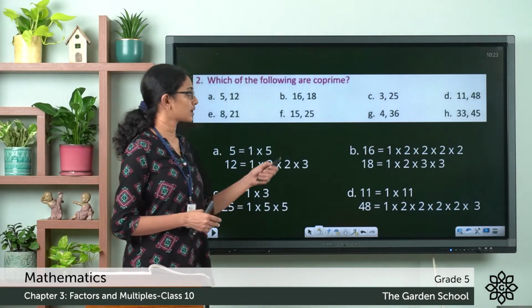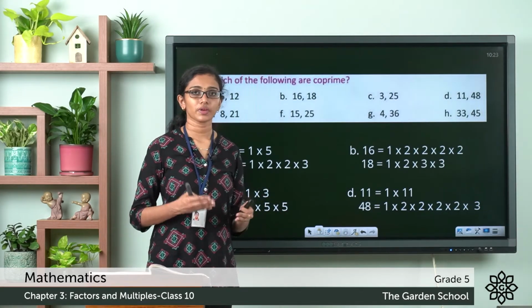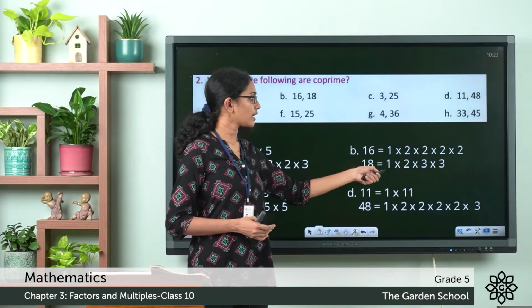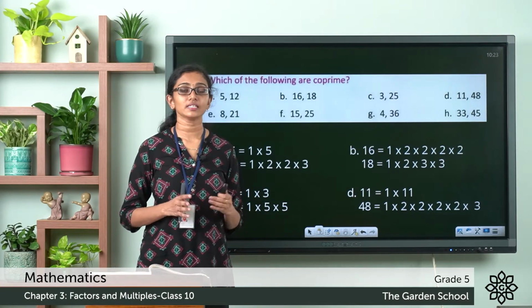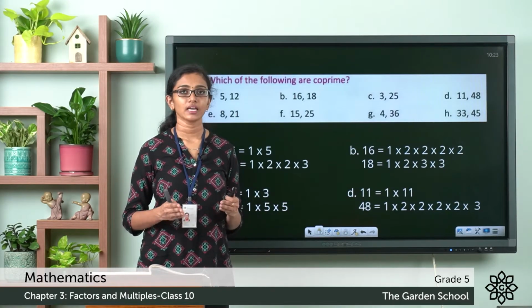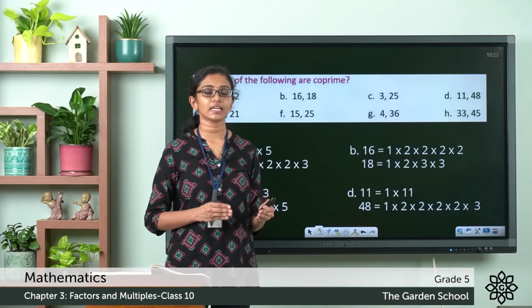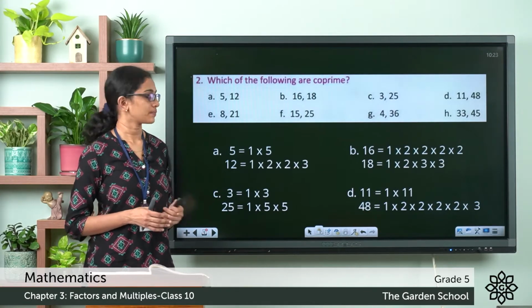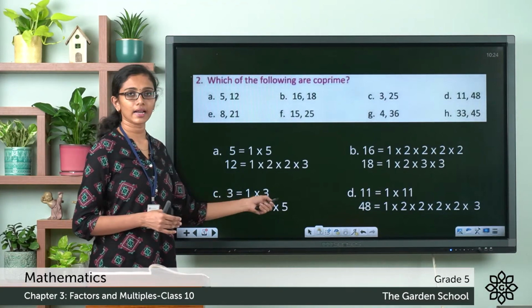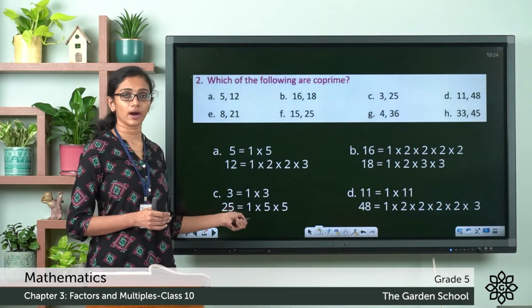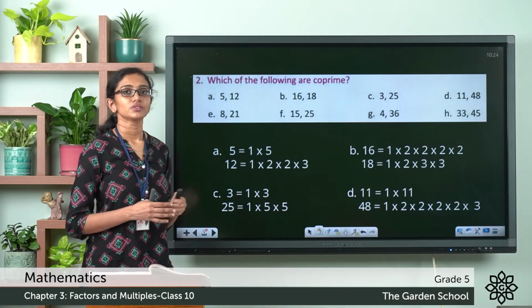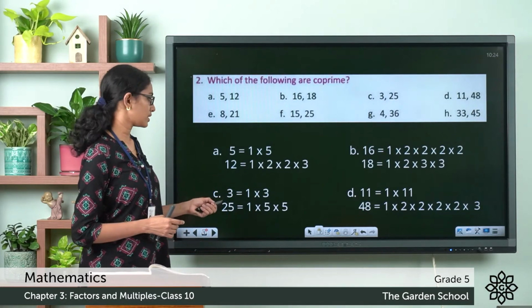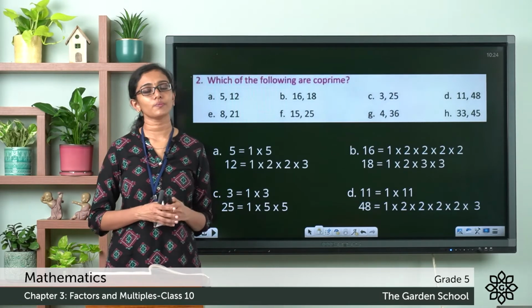Now what about the next one, B? 16 and 18. So we have written the factors for 16 and 18. Do you see the common factors? 1 and 2. So there are factors other than 1, which means they are not co-prime numbers. 16 and 18 are not co-prime. Now question C, 3 and 25. For 3, the factors are 1 and 3, and for 25, the factors are 1, 5 and 5. So the only common factor for the numbers 3 and 25 is 1. So 3 and 25 are co-prime numbers.